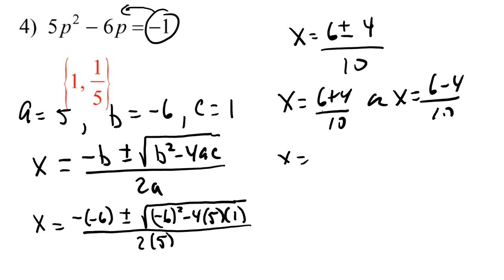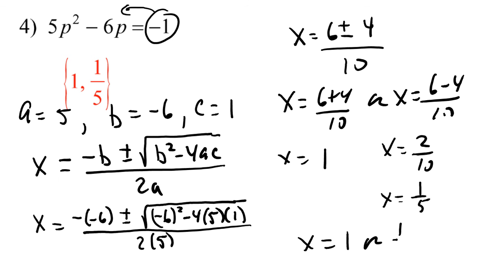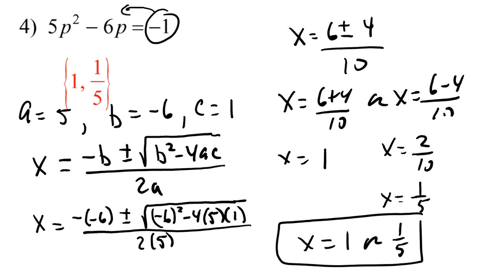So 6 plus 4 is 10, 10 divided by 10 is 1, and then 6 minus 4 gives x equals 2 divided by 10. And you've got to remember we always have to simplify our answer. So 2 over 10, x ends up being 1 over 5. So my answers are x equals 1 or 1/5. And those are my solutions.